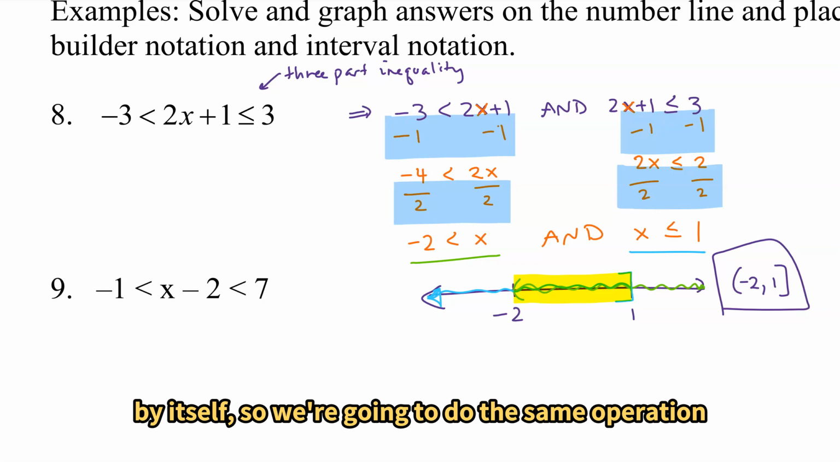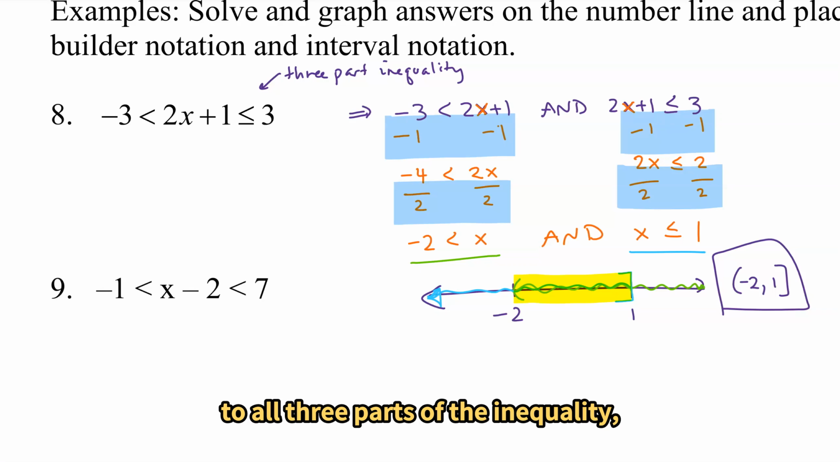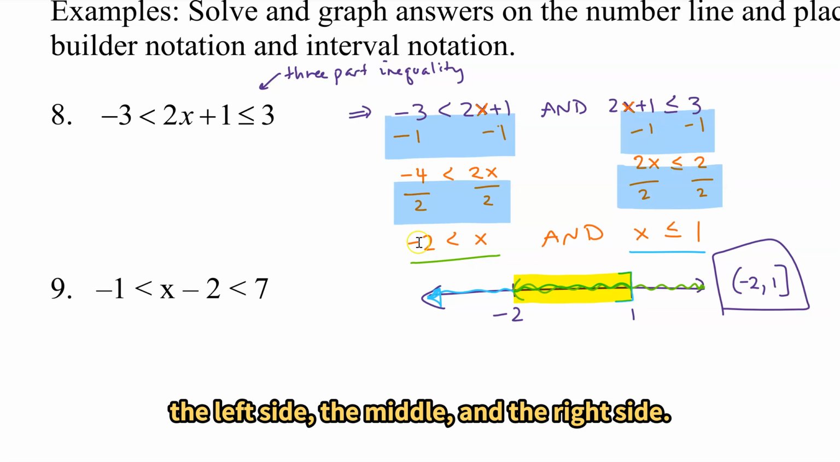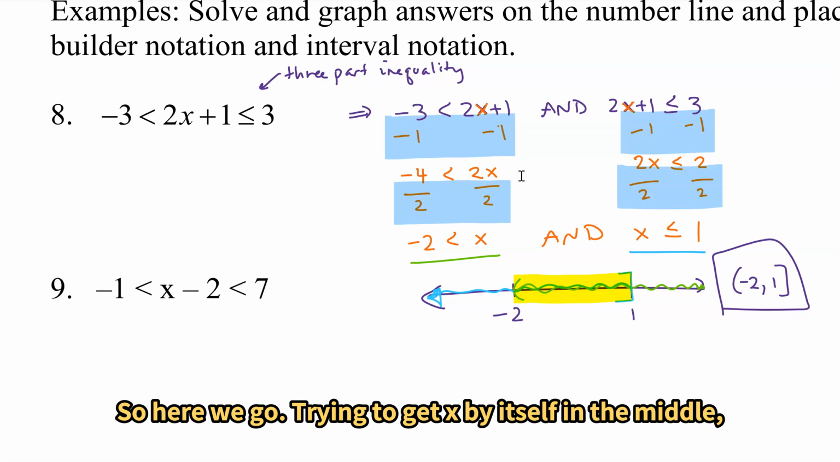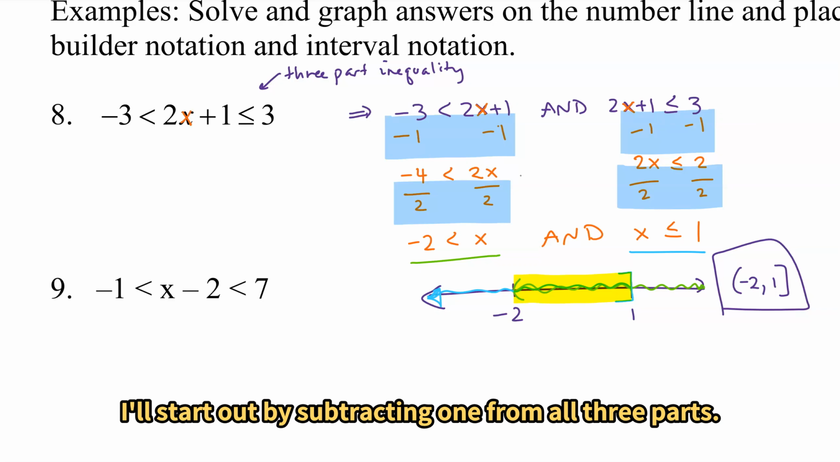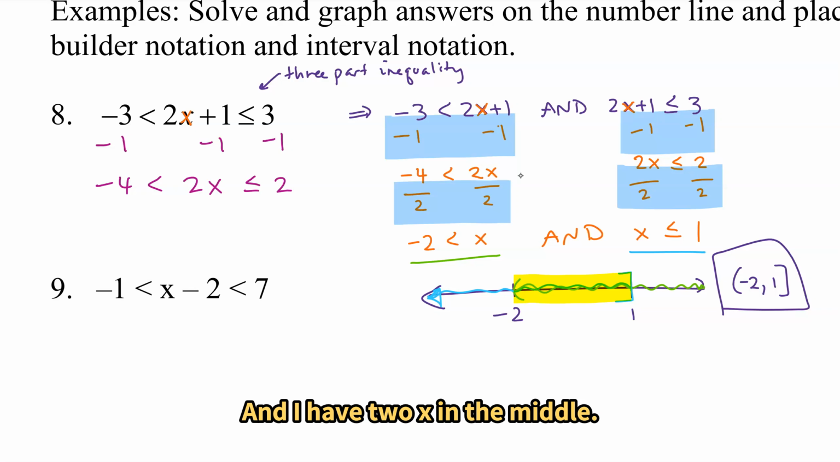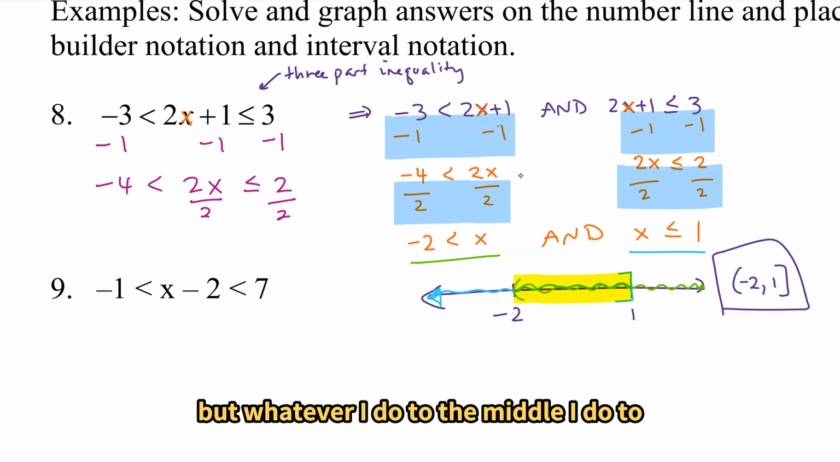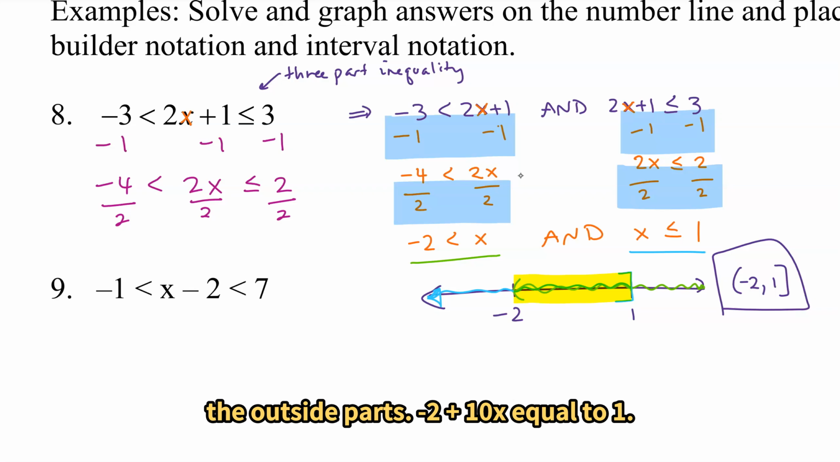So we're going to do the same operation to all three parts of the inequality: the left side, the middle, and the right side. So here we go, trying to get x by itself in the middle. I'll start out by subtracting 1 from all three parts, and I have 2x in the middle. And then I divide by 2, but whatever I do to the middle, I do to the outside parts.